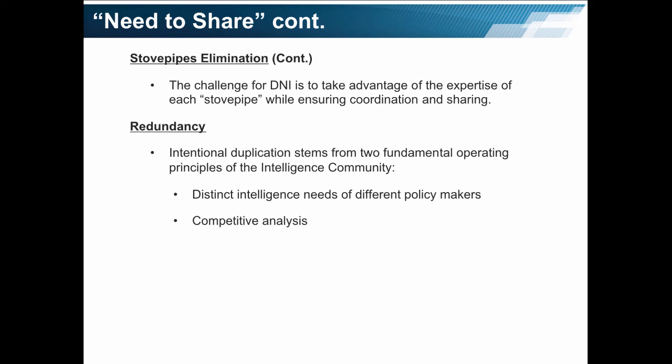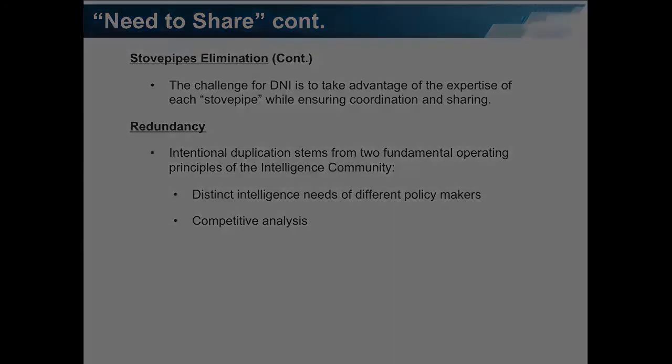Another issue in need to share is redundancy. Redundancy is the external duplication that stems from two fundamental operating principles of the intelligence community: that every policymaker has a distinct intelligence need, and also that competitive analysis exists within the community. This means an agency wants to do intelligence on a given issue, but another agency has already done the intelligence on that issue. Therefore, there is redundancy.